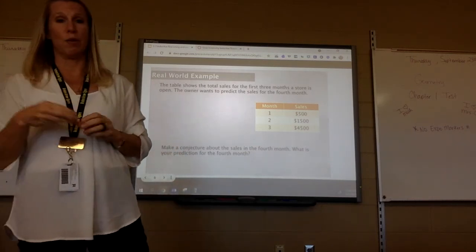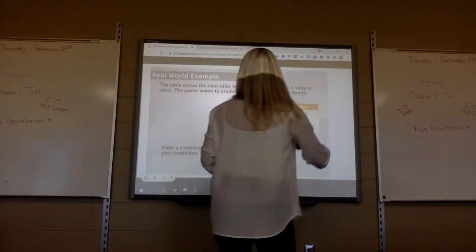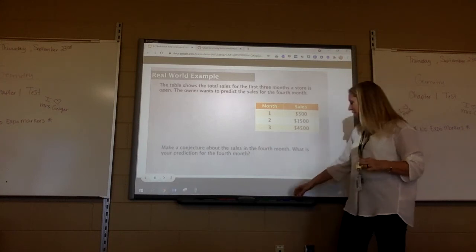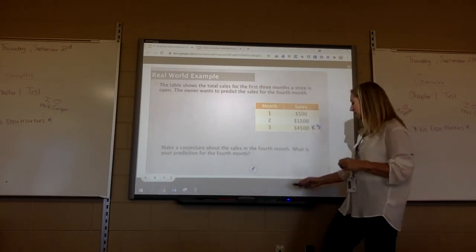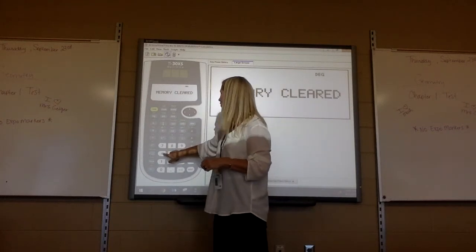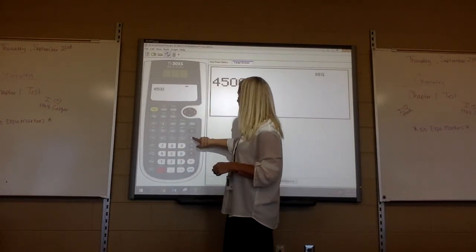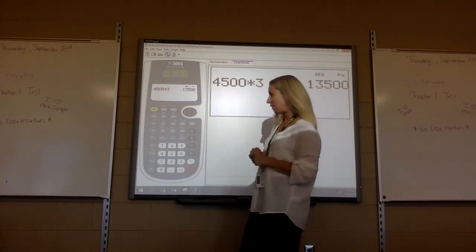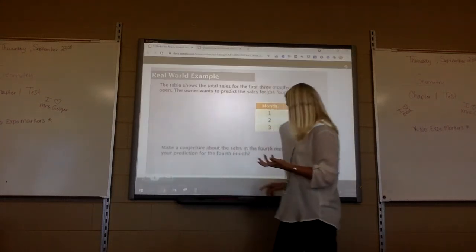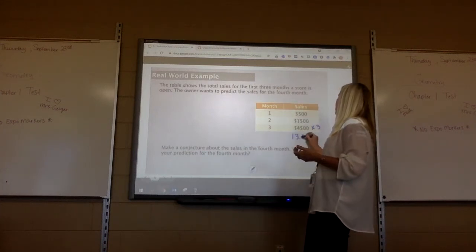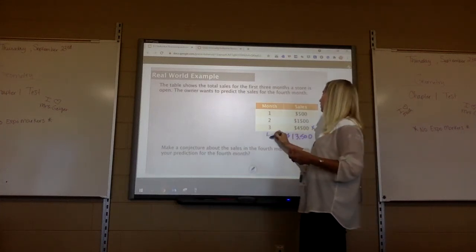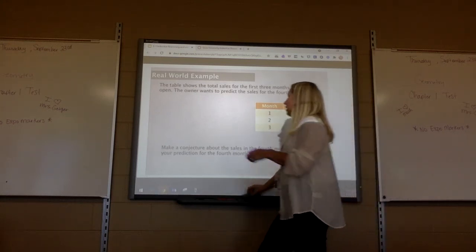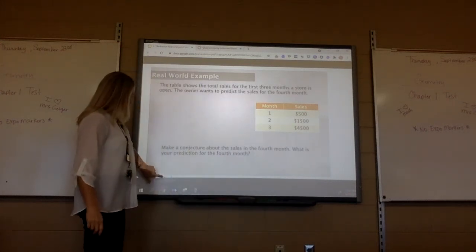Well, they're multiplying how much they sell by 3. 500 times 3 is 1,500. 1,500 times 3 is 4,500. So do 4,500 times 3 to get the sales. 4,500 times 3. So they sold 13,500. Or we can predict that they'll sell 13,500 in the 4th month. Okay. So you'll have a couple word problems as well.